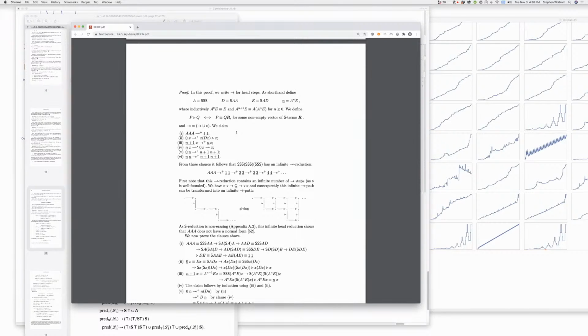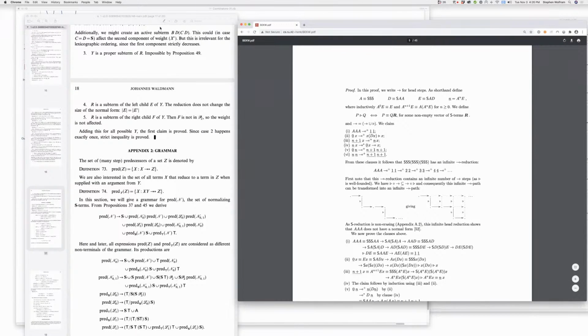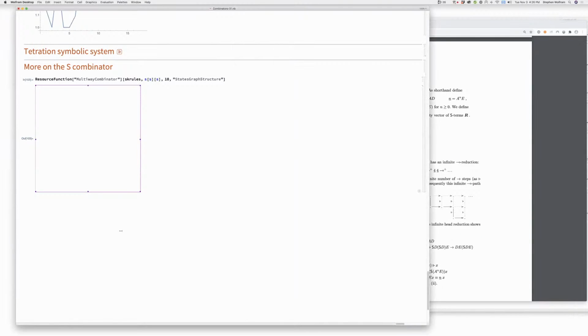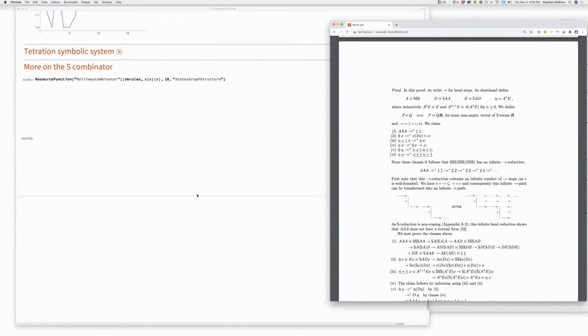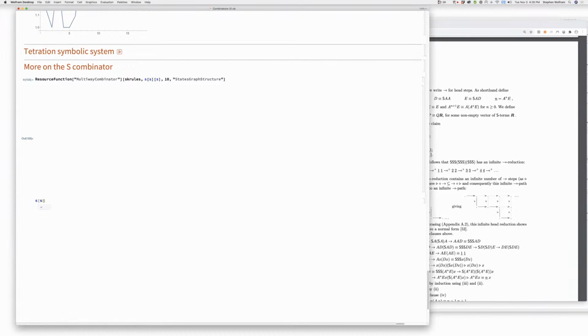So I wonder whether we can use automated theorem proving to prove this. From these clauses, it follows there's an infinite reduction. Okay, well, let's test that. S of S of S. That is otherwise known as S of S of S of S of S of S of S of S of S. Okay.